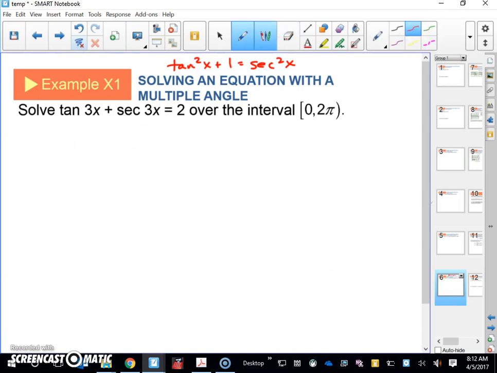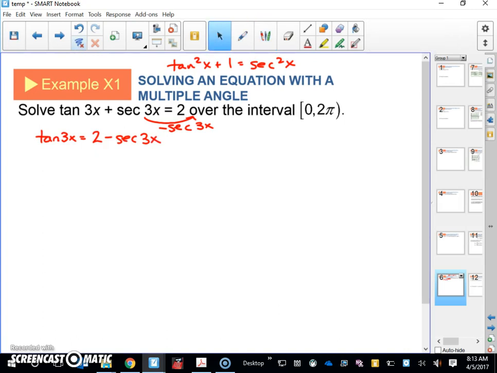Okay? And so long story short, I want to get this to the other side. You want to separate the two functions so they're on opposite sides from each other. Tangent 3x equals 2 minus secant 3x. I want to square both sides.